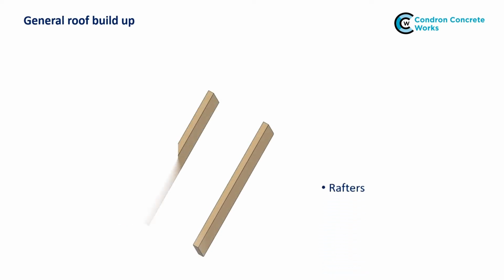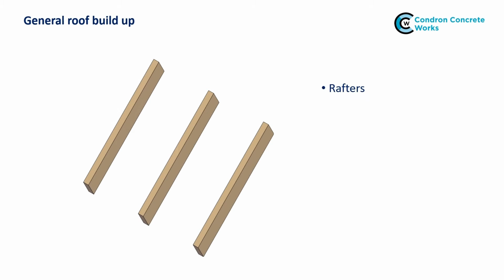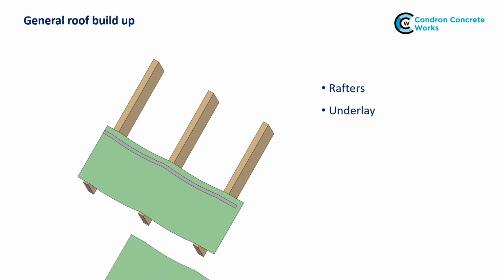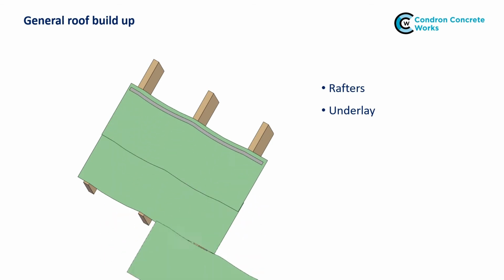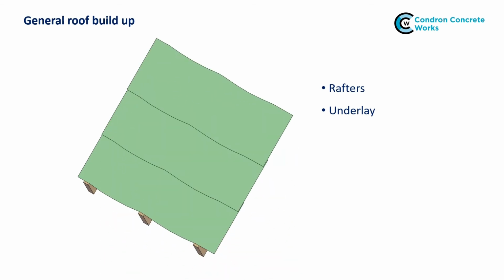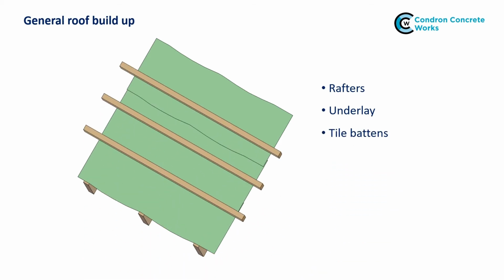This is a typical roof build-up. The underlay is draped horizontally over the rafters with a small drape between each rafter to allow any water to pass under the tile battens. Depending on the type of underlay, each lap may be sealed as shown here. The tile battens are then fixed into the rafters directly over the underlay.